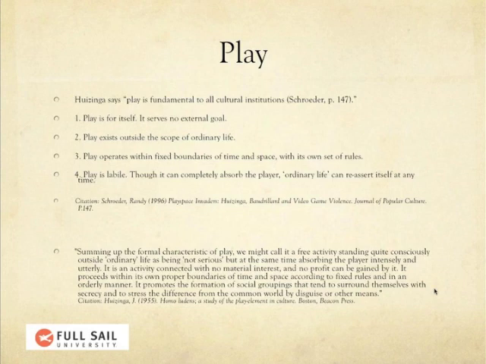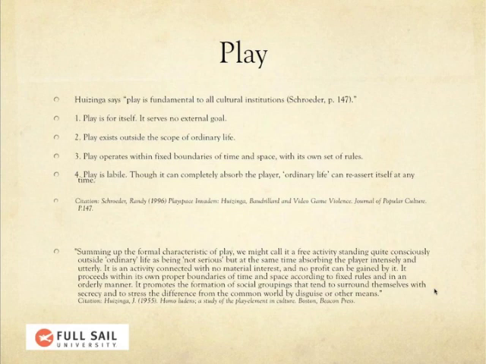Summing up the formal characteristics of play, Huizinga goes on to say, we might call it a free activity, standing quite consciously outside ordinary life, but not being not serious, but at the same time absorbing the player intensely and utterly. It is an activity connected with no material interest, and no profit can be gained by it. It proceeds within its own proper boundaries of time and space according to fixed rules and in an orderly manner. It promotes the formation of social groupings that tend to surround themselves with secrecy and to stress the difference from the common world by disguise or other means.